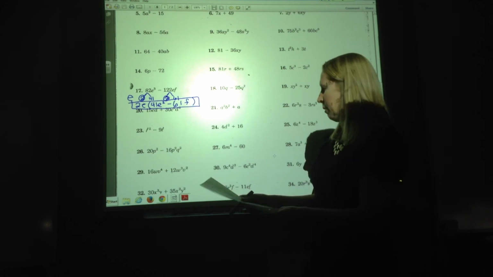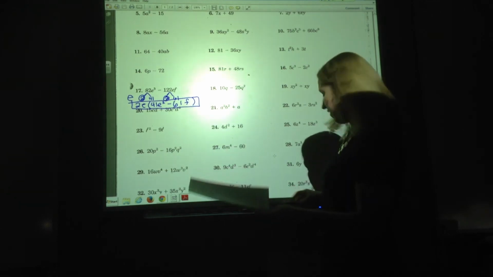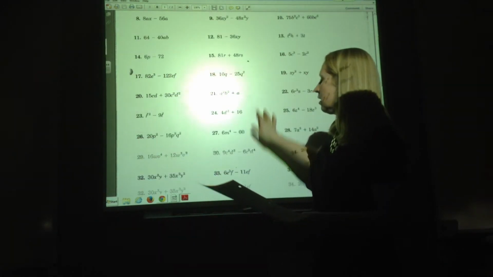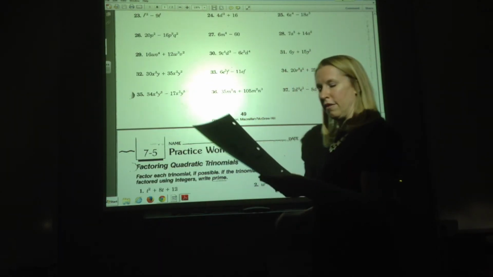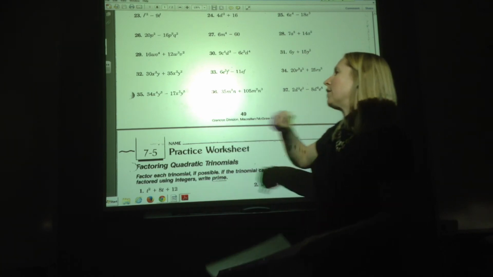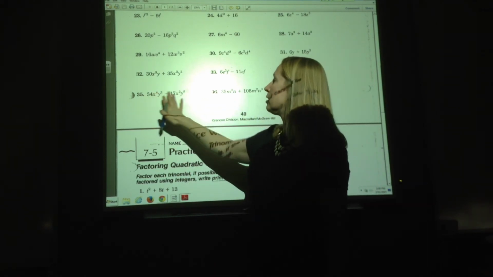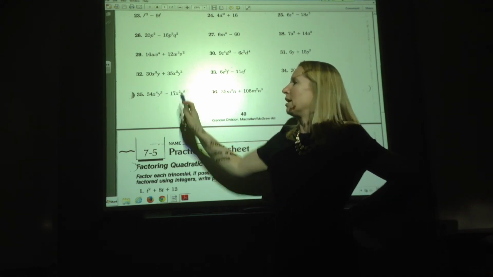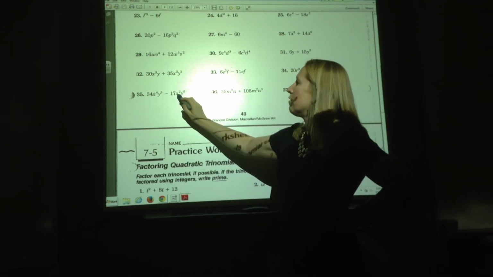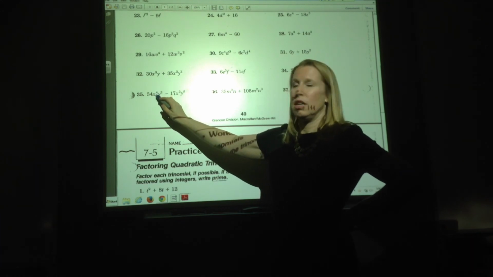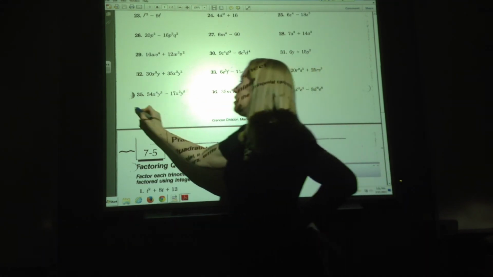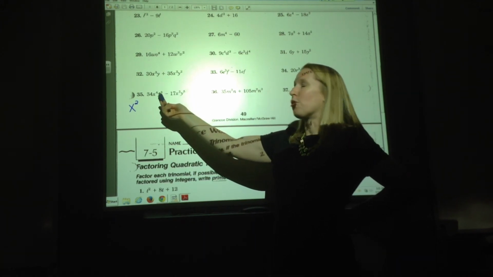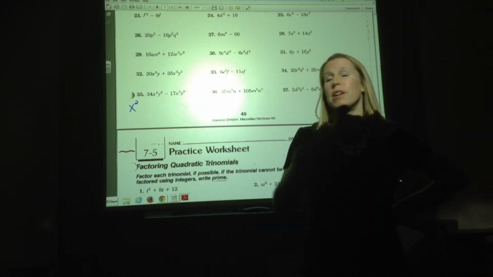All right, maybe let's do one at the bottom, maybe 35. So go down to number 35. So I had to figure out what number would go into both. I see that I have x's in both and y's in both. So I actually have 2 x's here and 4 here. So I can pull out 2 x's. I have 5 y's and 3 y's. So I can pull out 3 y's.